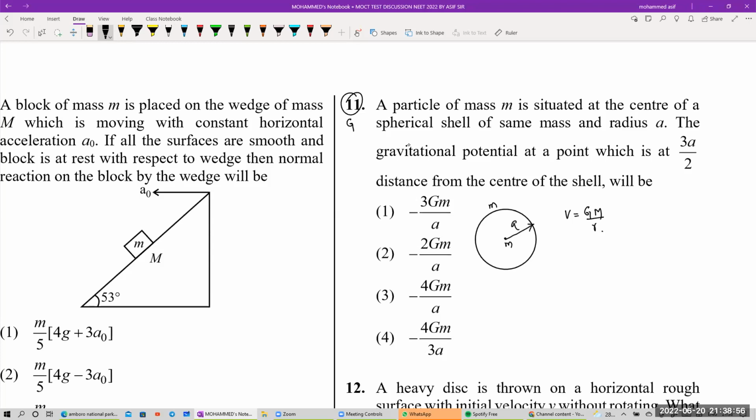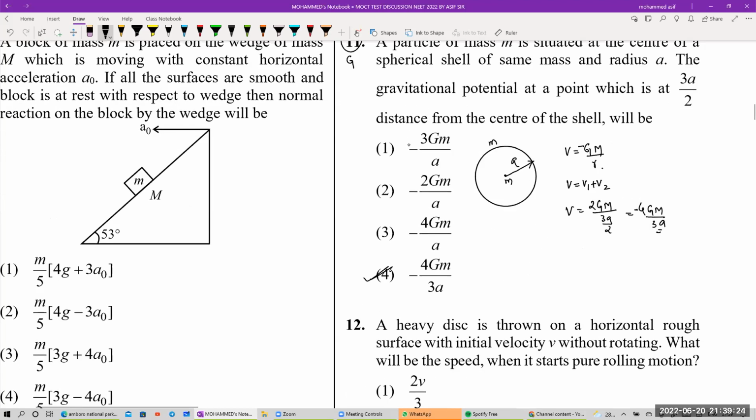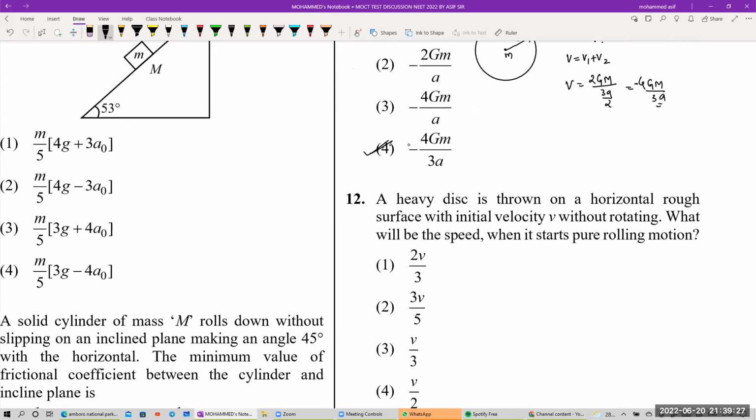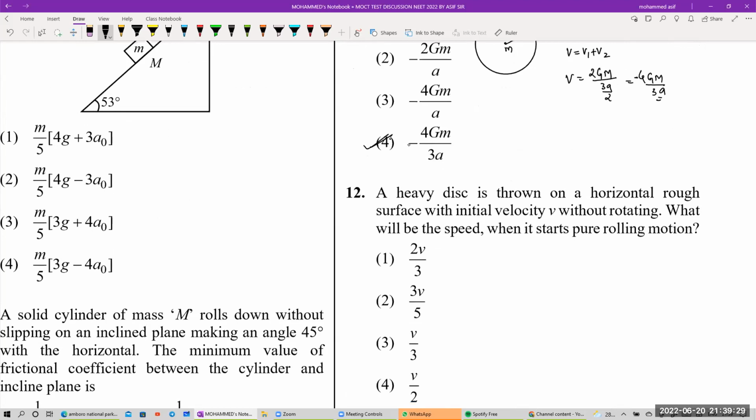अब यहाँ पर मास कितने की वजह से बेटा, दोनों की वजह से, तो V will be equal to V1 plus V2, यानी V will become 2 times of capital G capital M divided by R. वैल्यू दे रखा है प्रॉब्लम में 3a divided by 2, यानी ये बन गया मेरे पास 4 times of capital G capital M divided by 3a with minus sign. So this will be minus of capital G capital M small m divided by 3a. Fourth option will be the answer. Very good.